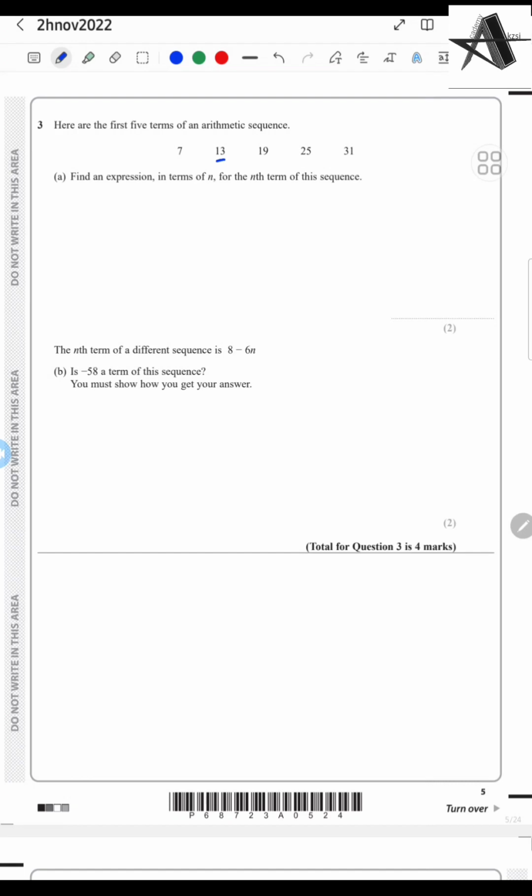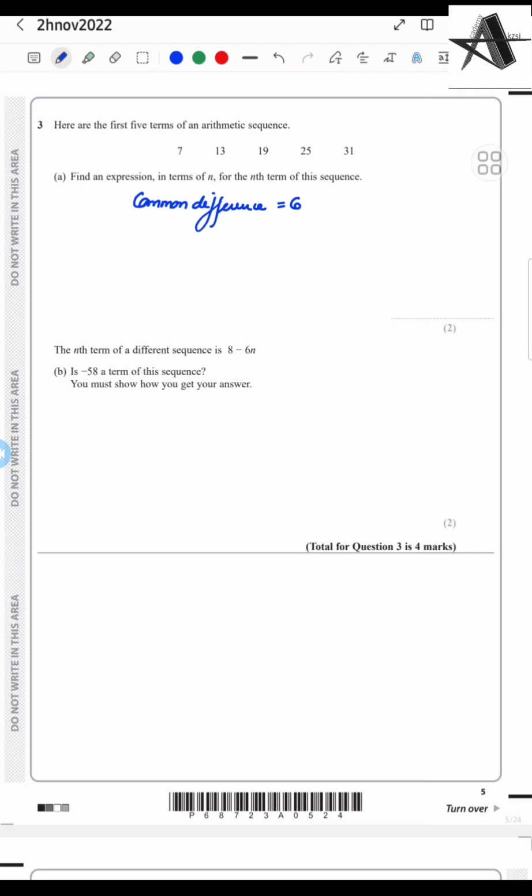So 13 minus 7 is 6. That means there is a gap of 6. So if I add plus 6, I'll get the next term 19. Plus 6, next term 25. Plus 6, next term 31. So I get to know that the common difference of this series is 6. Find an expression in terms of n for the nth term.